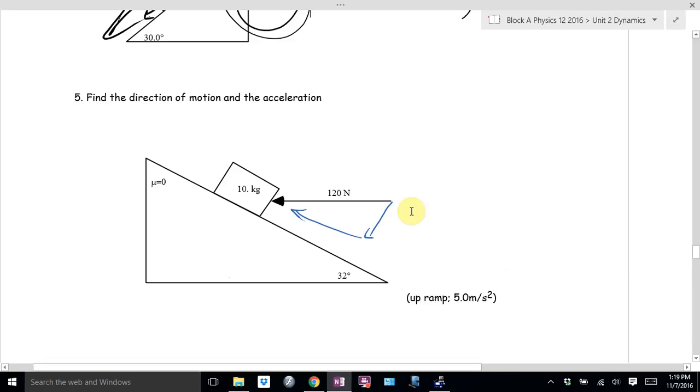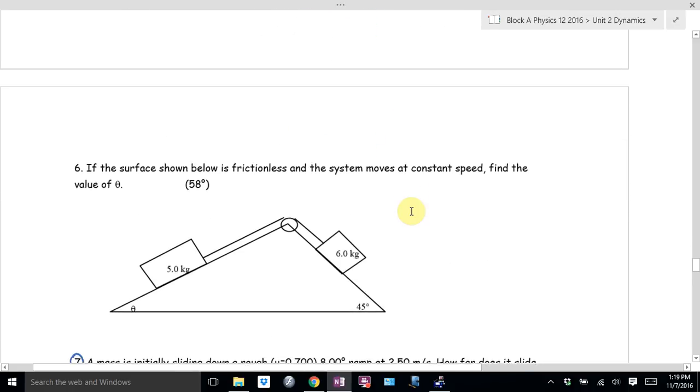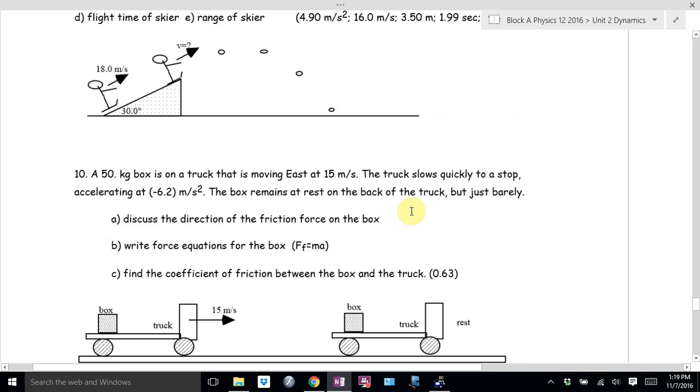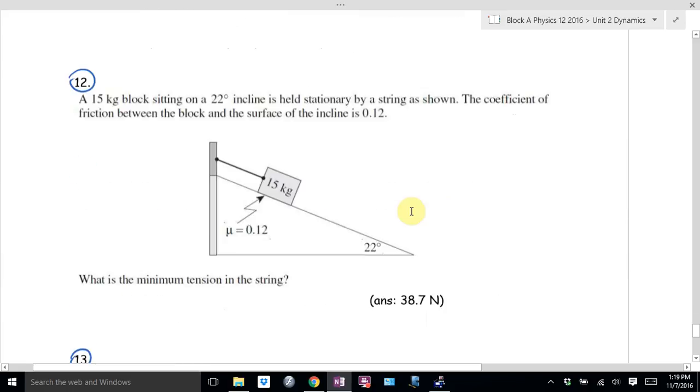I'm not going to assign number 5. It's cool, but that's a little overkill. 7 and 8. And then 12 and 13.